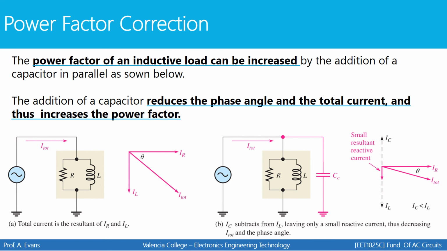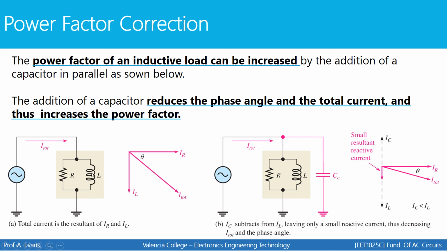So as you see in some of the examples today, we've had power factors that were very different as we looked at different problems. Sometimes you may want to correct the power factor of your circuit. You can correct the power factor of an inductive load by adding a capacitor in parallel to your circuit.